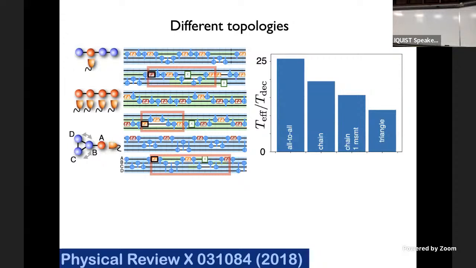Yes. So here it was all Clifford circuits, because in a sense we knew that this would be sufficient already to find quantum error correction.